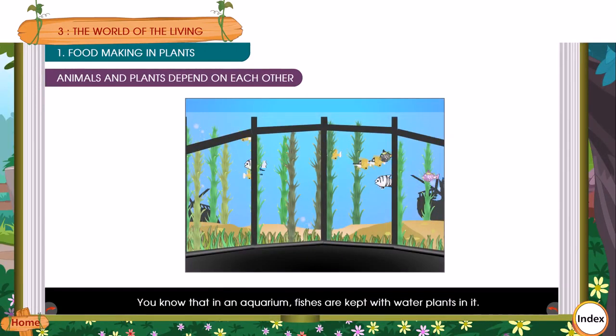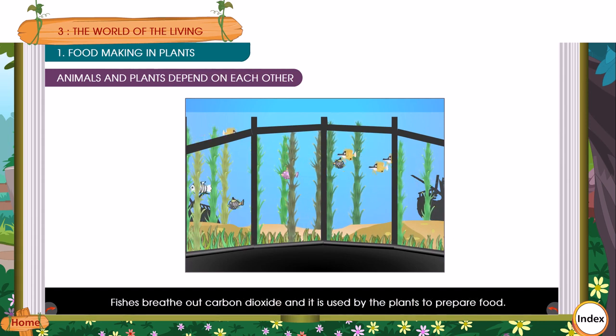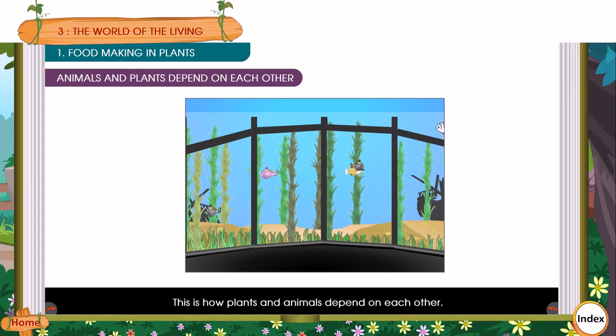You know that in an aquarium, fishes are kept with water plants in it. Plants supply oxygen, which is dissolved in water, and it is used by the fishes. Fishes breathe out carbon dioxide, and it is used by the plants to prepare food. This is how plants and animals depend on each other.